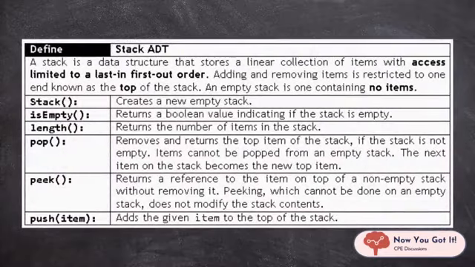Here are some methods we can use in stack data structure. First, stack method, which creates a new empty stack. IsEmpty method. It returns a Boolean value indicating if the stack is empty. Length method returns the number of items in the stack.